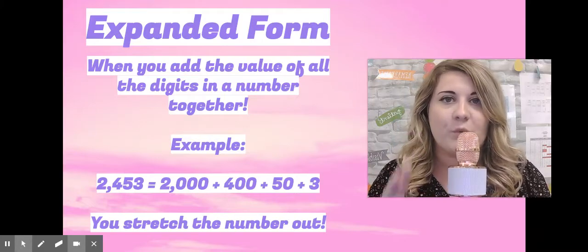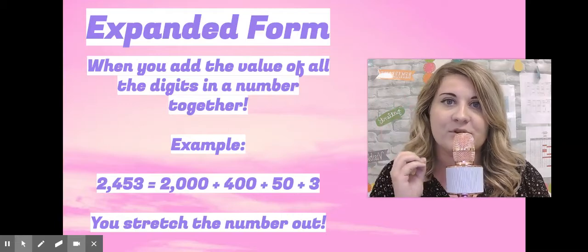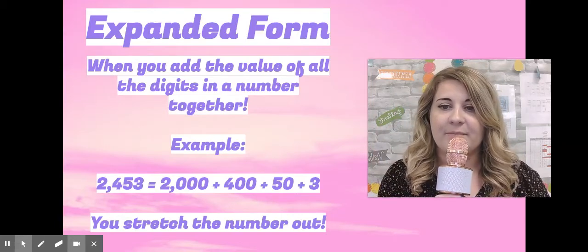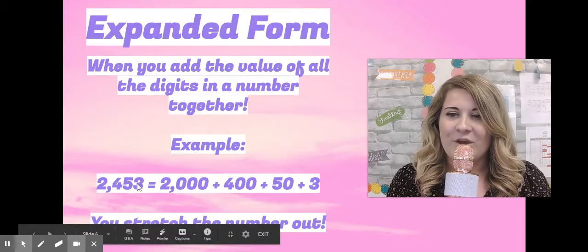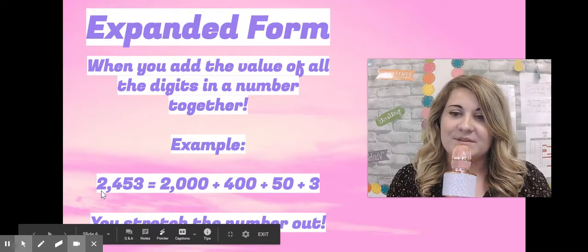Value is how much it's worth. So that is what's coming into play today. How much are these numbers worth? It all depends on where they live. So for example, we start with the biggest place, and you also need to know your places for this. Ones, tens, hundreds, thousands. We know that 2 here is in the thousands place, so it's really worth 2,000.